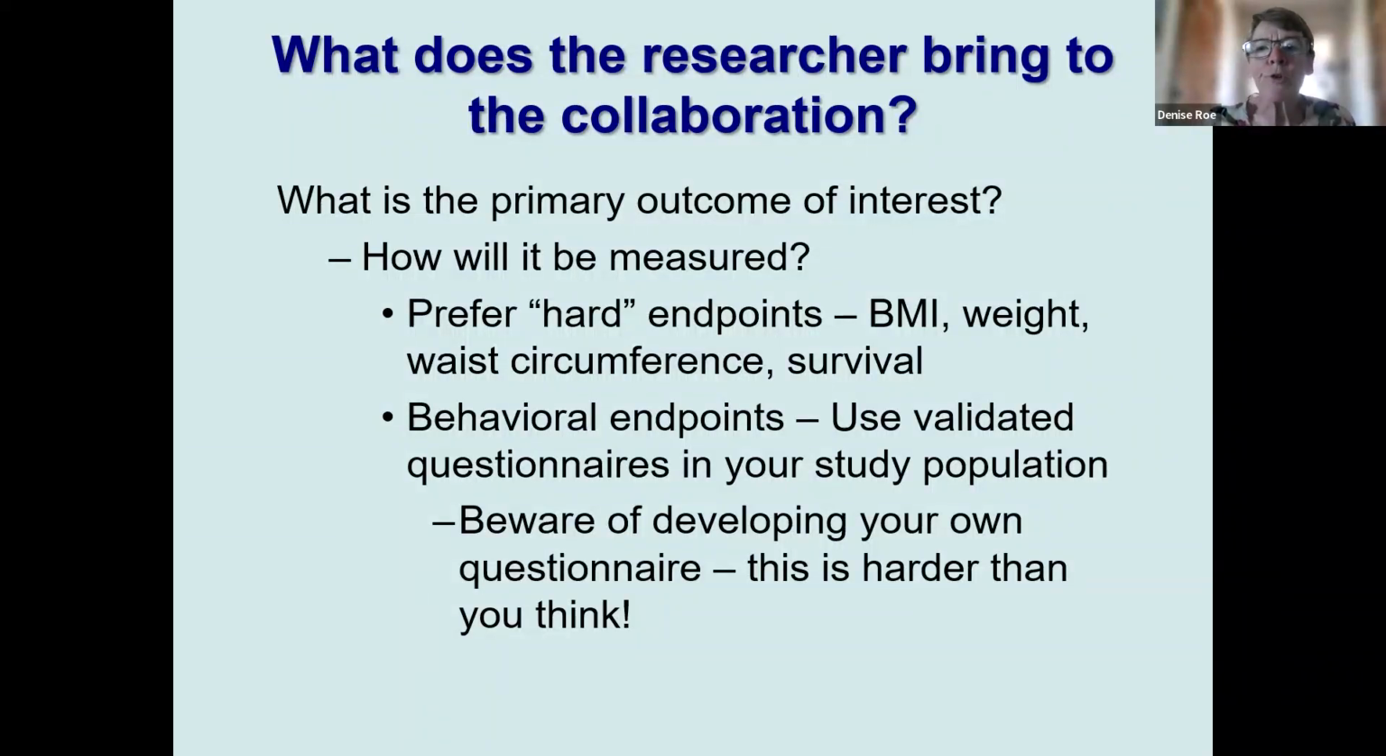Now, how will you measure your primary outcome? For example, in the study I'm going to talk to you about later, we were interested in measuring hemoglobin A1C. Statisticians prefer what's called hard endpoints. These are things that are quantitative and easy to measure. So things like BMI, weight, waist circumference. In clinical trials, we often use survival or progression-free survival as the endpoint.